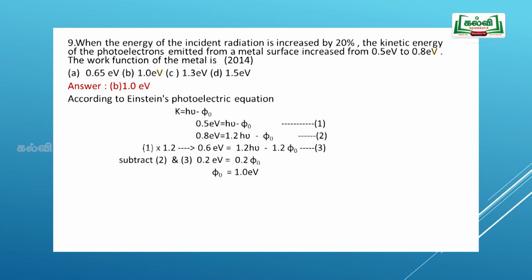If you solve these two equations, we'll get the result. To solve this, take the first equation and multiply it by 1.2. This will result in 0.6 eV equal to 1.2 h nu minus 1.2 phi naught. So subtract the equations 2 and 3. It results in 0.8 minus 0.6, which is 0.2. Here the 1.2 h nu terms get cancelled. So you'll get 0.2 phi naught. So phi naught is equal to 1 eV.